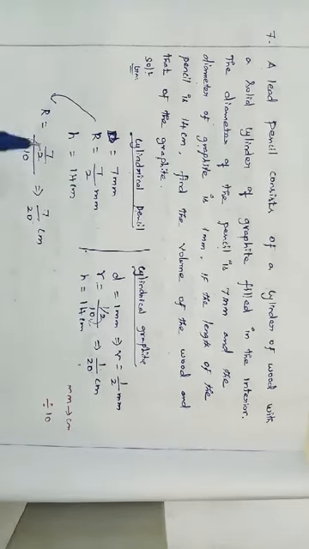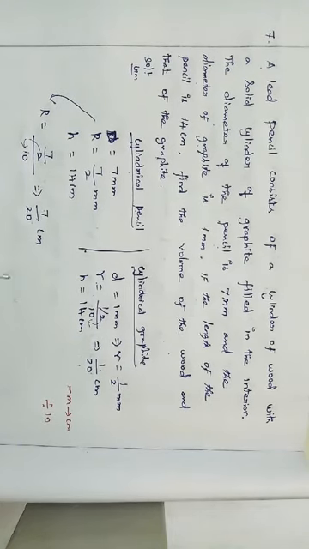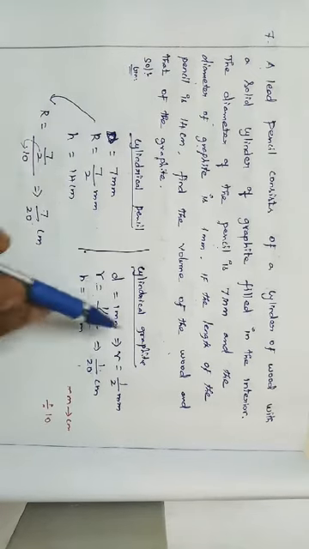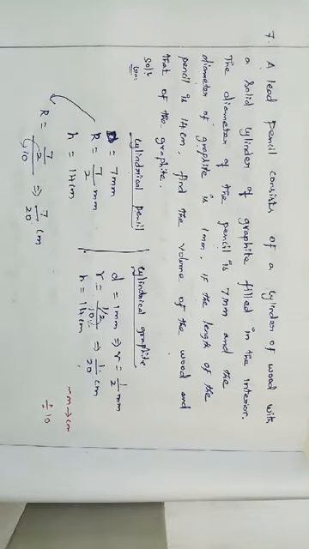Radius of the pencil, height of the pencil, we know that. Radius of the graphite and height of the graphite, we know that. From that we can find the volume, right? So here, volume of graphite we can easily find. But how do we find the volume of wood? We don't know the radius and height of the wood, right?